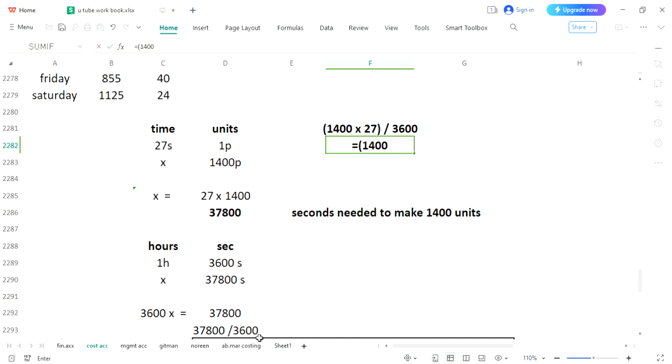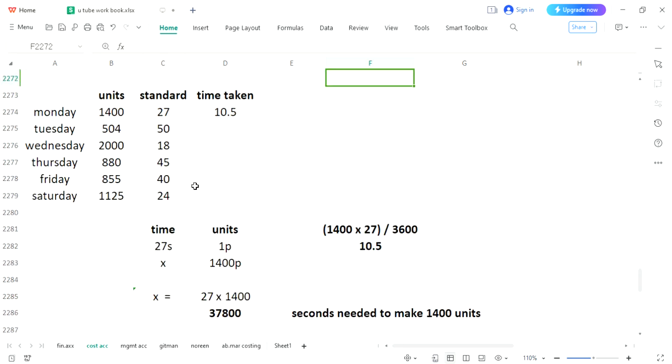1400 multiplied by 27, bracket closed, and divided by 3600. So you have got 10.5. Understood? There were 2 steps with the help of which you have calculated this, and right now we have concluded the whole step. Okay, now come over here.